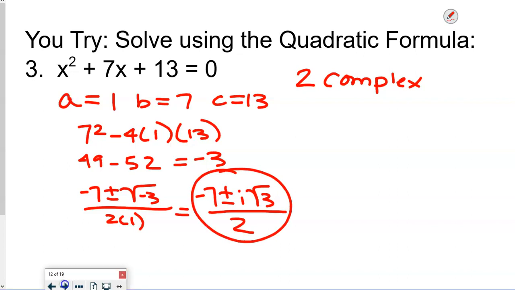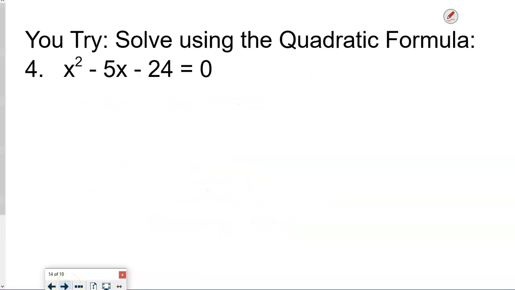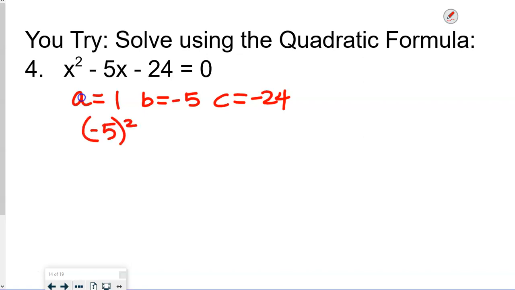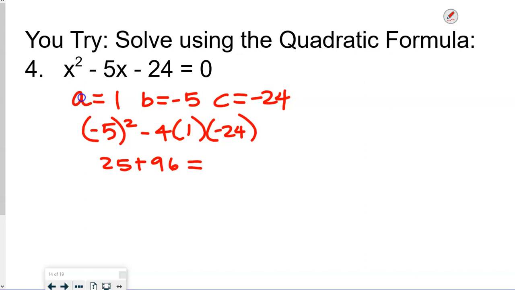One more of these. Go ahead and do this one. Pause. Come back to me. B squared minus 4 times A times C. So this is going to be 25 plus 96. That's going to be equal to 121. 121, if I take square root of it, isn't that 11, y'all?